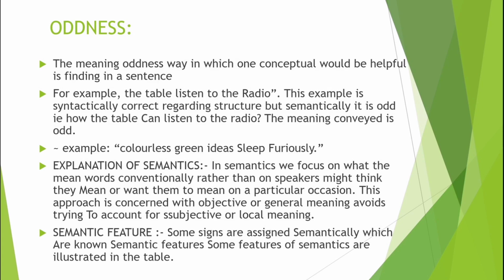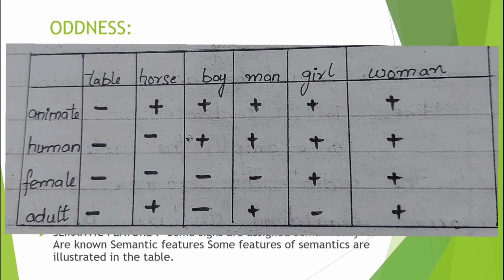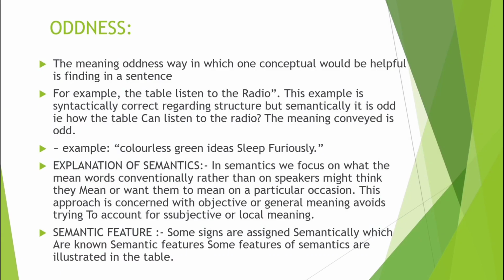Semantic features. So, some signs are assigned semantically, which means they are known as semantic features. Some features are semantic, as illustrated in the table. For example, this is the table right here. So, the first thing is table. It is not animate, it is not human. It can't be a female or an adult. Similarly, talking about horse, it's animate, it's not human, it's not female, it can be an adult. So this is how it goes, the semantic features.